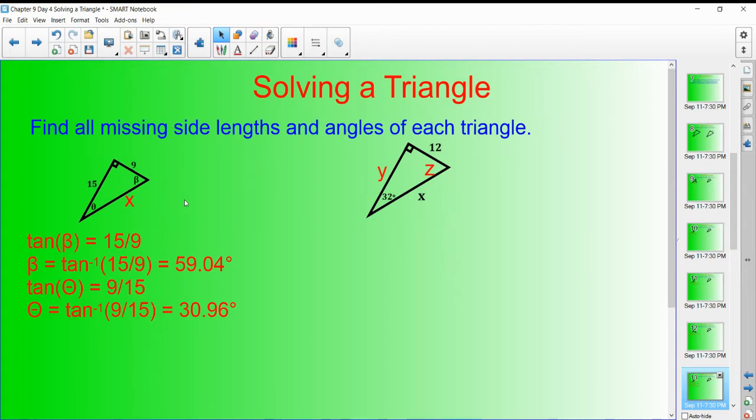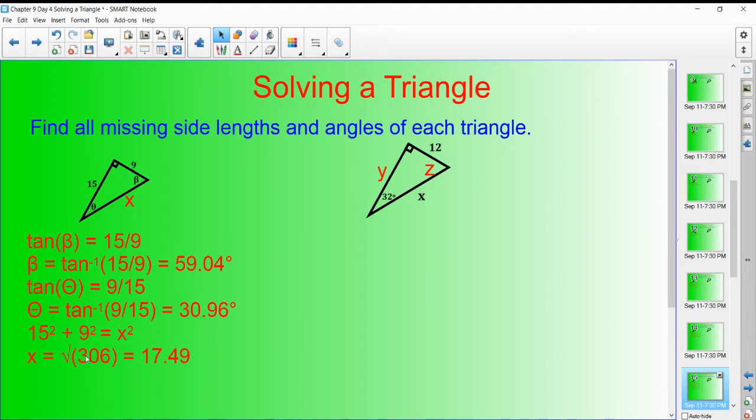I'm going to use Pythagorean theorem. So a squared plus b squared equals c squared. As long as the hypotenuse is by itself, it doesn't matter whether you have 9 squared plus 15 squared or 15 squared plus 9 squared. I'm going to evaluate the left side and get 306, and then take the square root.